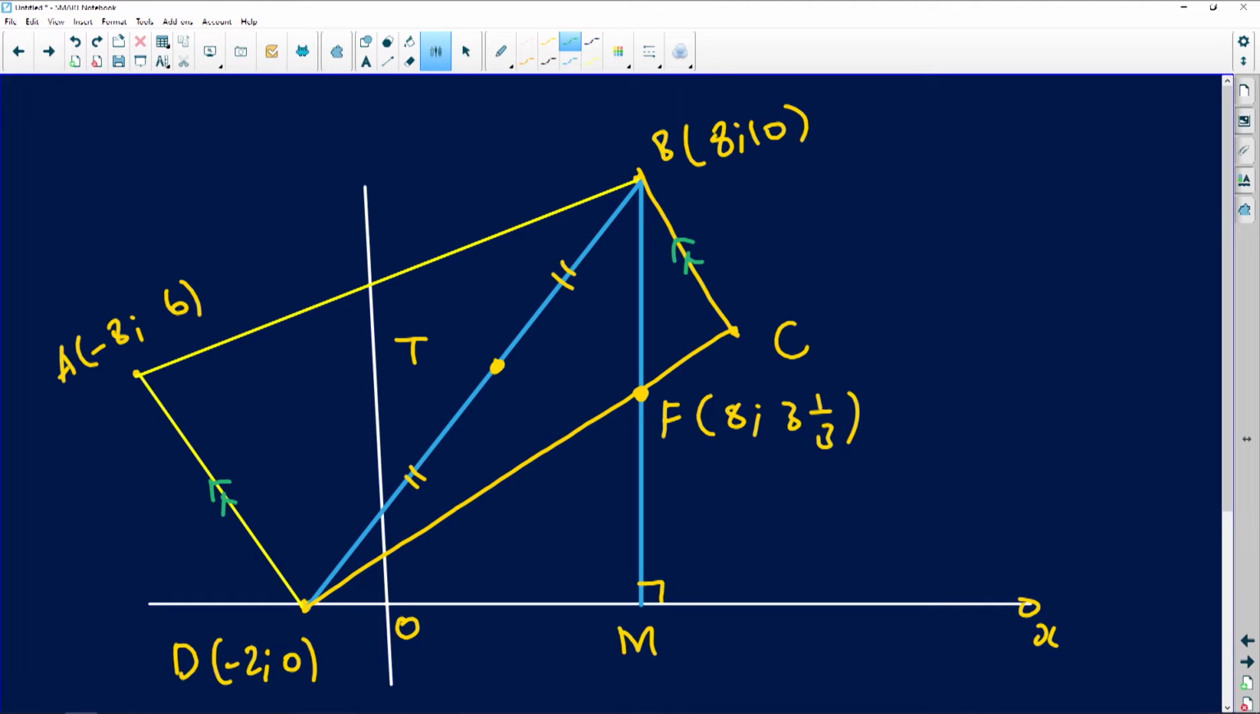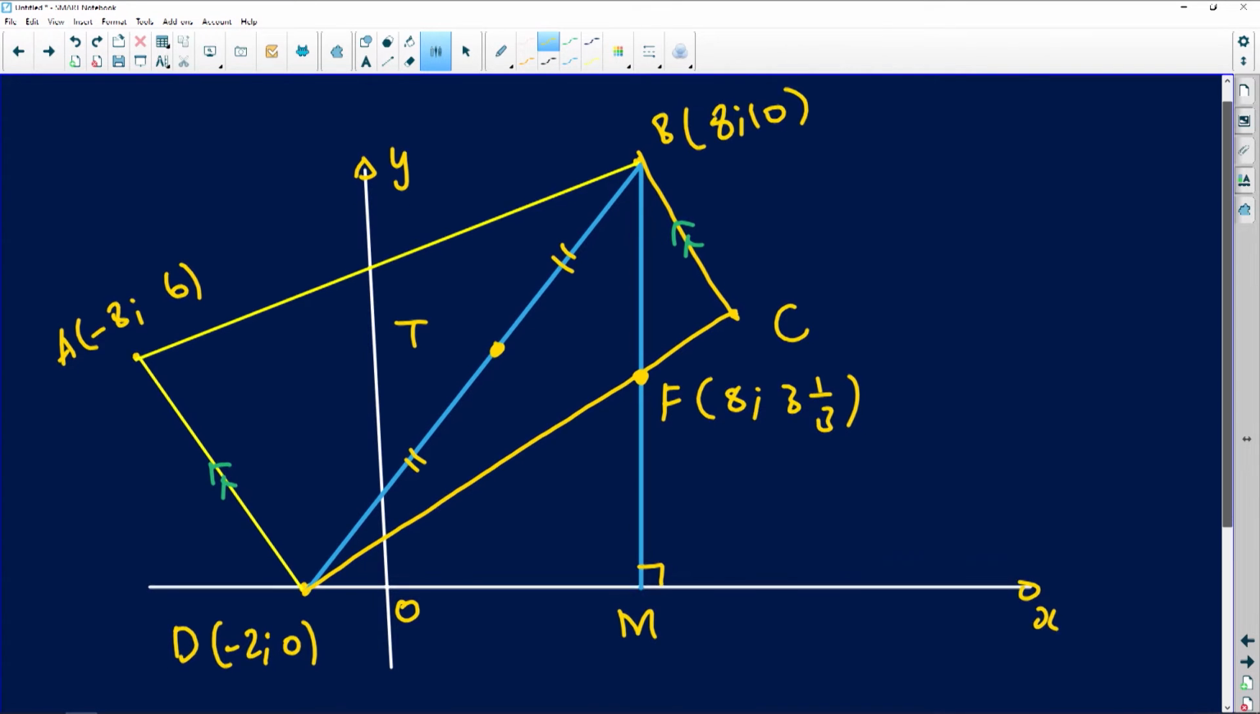So point T is the midpoint of the line BD. From B, the straight line drawn parallel to the y-axis cuts DC at F and the x-axis at M. So that line there, BFM, is perpendicular to the x-axis and it's obviously parallel to the y-axis. Right, now we are ready to start answering questions.